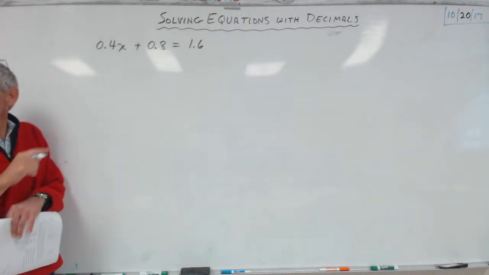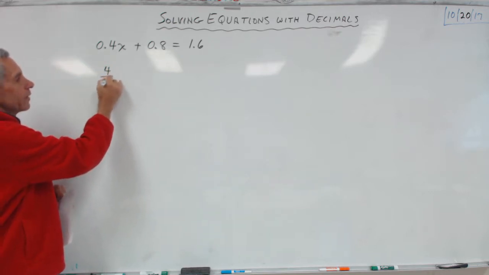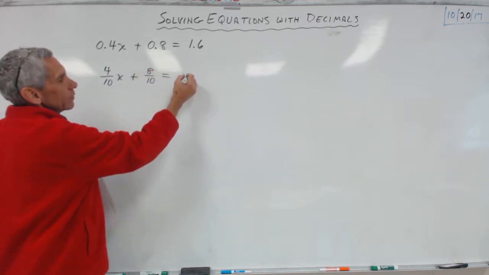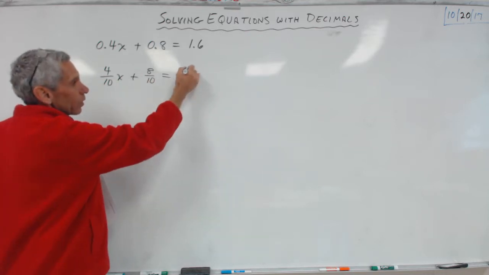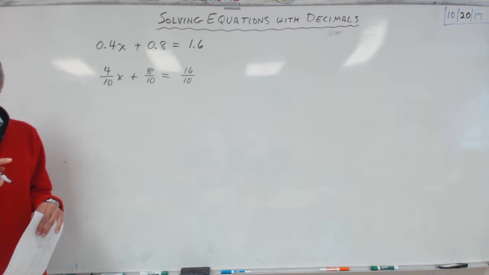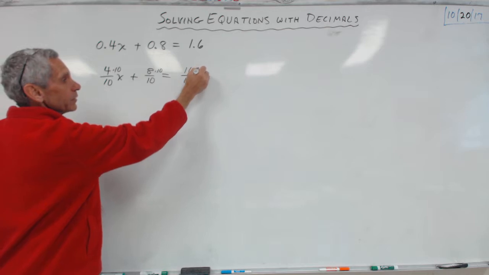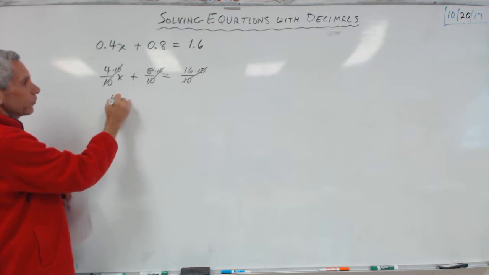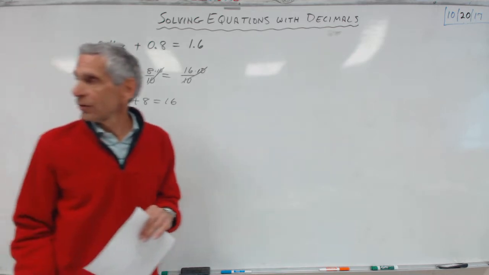What is that? 0.4. Oh, 4/10. As a fraction, 4/10. So it's 4/10 x plus 8/10 is equal to 16/10. I think it'd be easier to do that, don't you think? And then if we multiply everything by 10, times 10, times 10, times 10, suddenly all I have is 4x plus 8 is equal to 16. Now that's a lot easier to solve. Don't you agree with me?